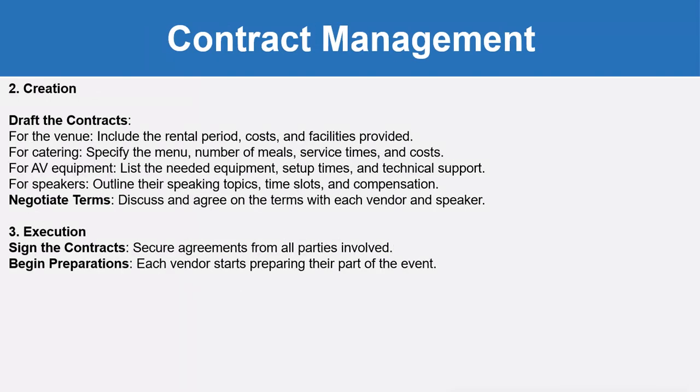Then you have to draft the contracts, means for the venue include the rental period, cost and facilities provided. For catering, specify the menu, number of meals, service times and cost. For AV equipment, list the needed equipment, setup time and technical support. For speakers, outline their speaking topics, time slots and compensation. Then discuss and agree on the terms with each vendor and speaker.